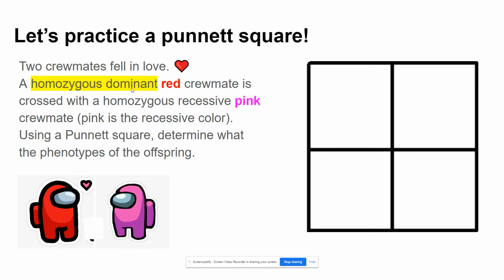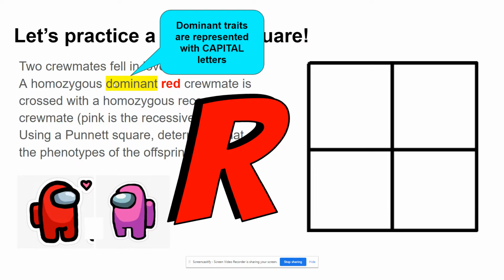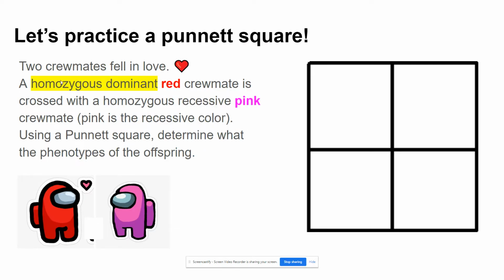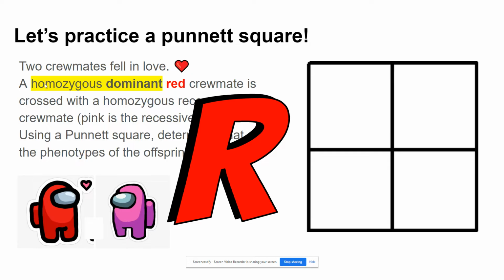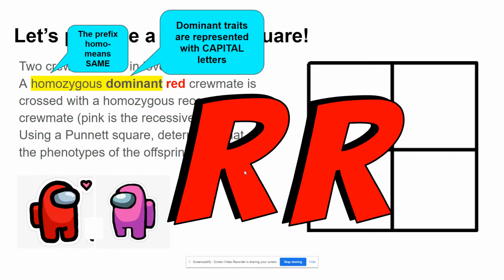For a homozygous dominant, dominant is always represented with a capital letter. These are the dominant alleles, the dominant traits. So if we have a homozygous dominant crewmate, we're going to represent this with a capital letter. I chose R today. You can use any letter you want, but for red, I decided to use an R. Homo means same, so the alleles are going to be the same: 2 capital letters. This is what's represented for the red crewmate.